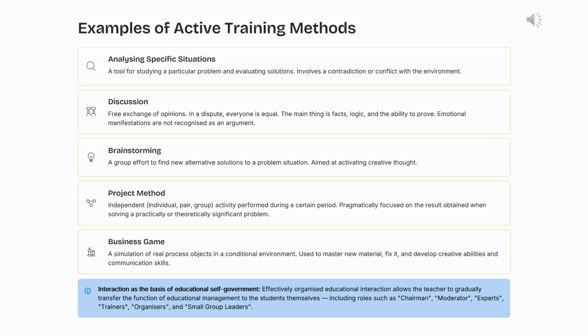The slide concludes with a particularly important principle. Interaction becomes the basis of educational self-government when the teacher gradually transfers elements of management to students themselves. This point is pedagogically decisive because it shows that the highest form of teaching is reached when students become capable of organizing intellectual activity with increasing independence and responsibility.